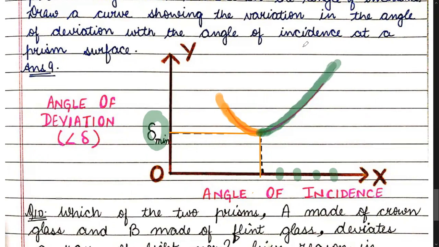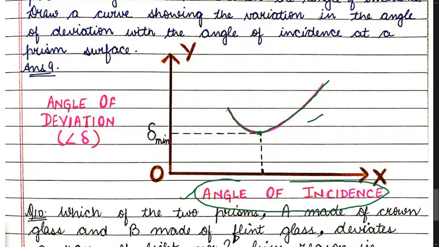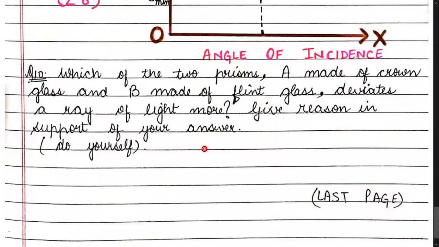So students, when you are drawing this graph, it should not be in shape of V. It is a graph having a shape of U. And the lower point should be only one. There is one point where you will get minimum deviation. Moreover, when you are drawing the graph, you have to write down which quantity you are taking along x-axis and which quantity you are taking along y-axis. That is angle of incidence and angle of deviation.